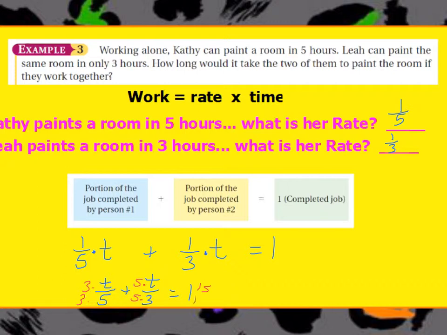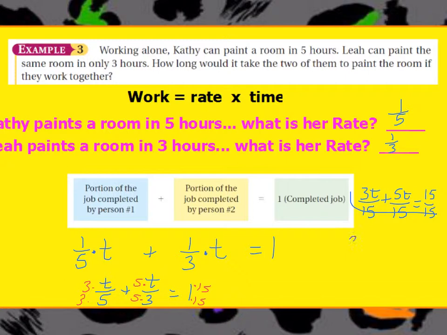And I'm going to write that as a 1/1. So I'm going to take 15 on top, 15 on the bottom. Okay, so if I move over here on the side where I have a little bit more room, I'm going to end up with 3T over 15 plus 5T over 15 is going to equal 15 over 15. And remember, with these equations, we're trying to get that common denominator. Once we have it, we can take everything times 15 and the denominators will cross off.